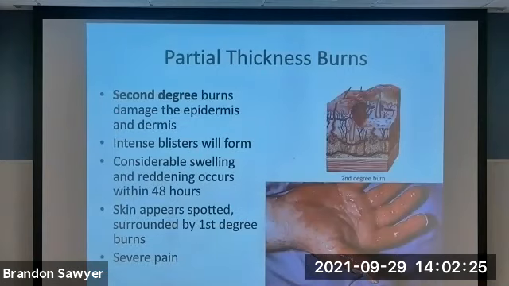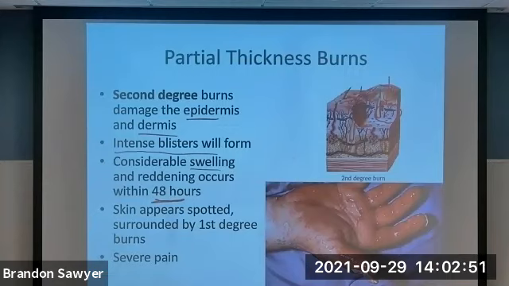Okay, 2nd degree burns or partial thickness burns damage both the epidermis and the dermis. So we've gone all the way through the epidermis and now into the dermis as well. Not really getting into the underlying tissue below the dermis, but into the dermis. This one you expect to see lots of blistering happening. Lots of swelling and redness occurring within 2 days.